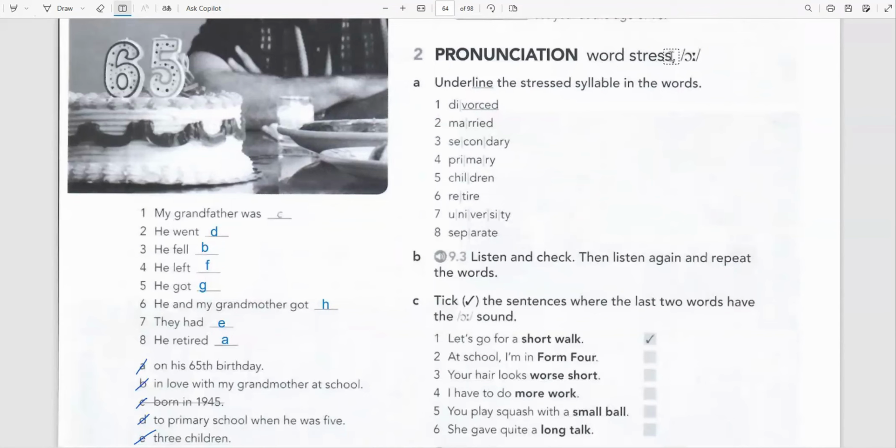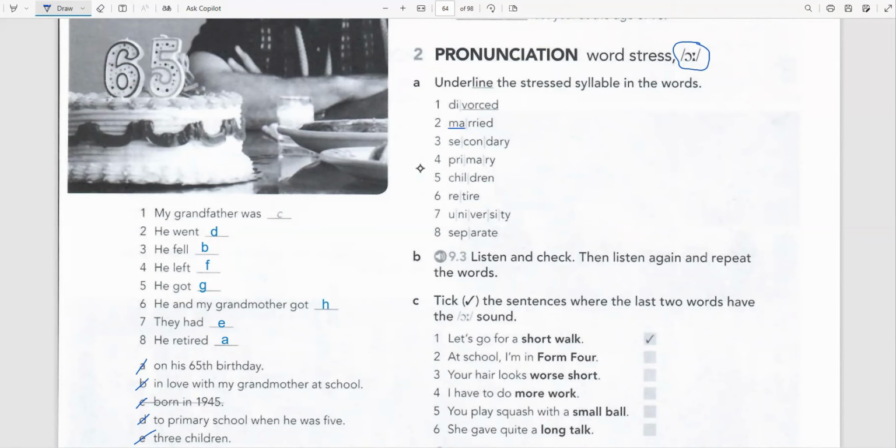Now we're moving to pronunciation, guys. Pronunciation is about word stress, and it's about the sound of O. If you see this sound, it is O, guys. Talking about this sound, O, like horse. Right. Now, exercise A is asking us to underline the stressed syllable in the words. Stressed syllable. Okay, we'll do that. So the first one is done. Divorced. Second syllable is stressed, like divorced. Divorced. And then married. Married.